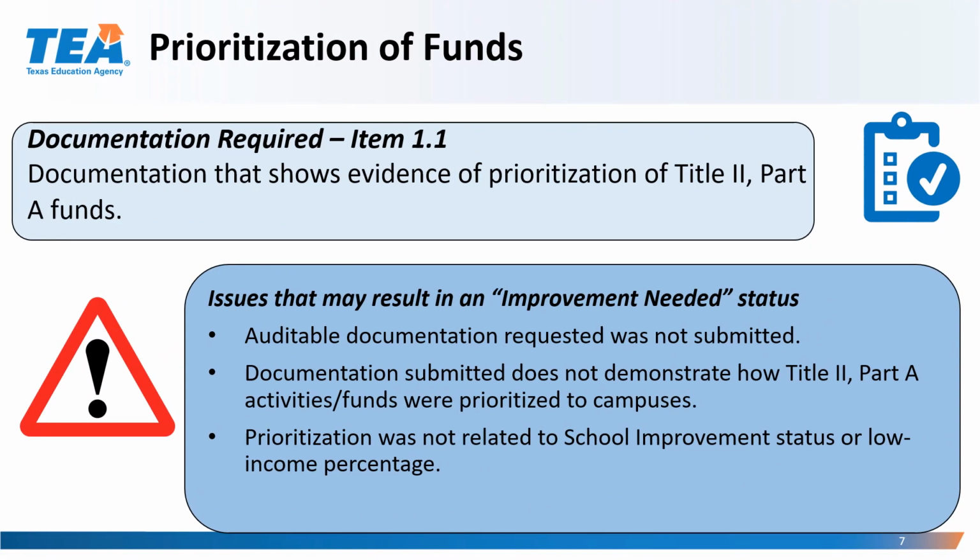Issues that may result in an improvement in status include: auditable documentation requested was not submitted; documentation submitted does not demonstrate how Title II Part A funds were prioritized to campuses; prioritization was not related to school improvement status or low-income percentage.